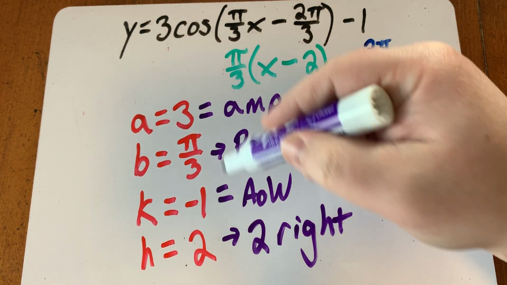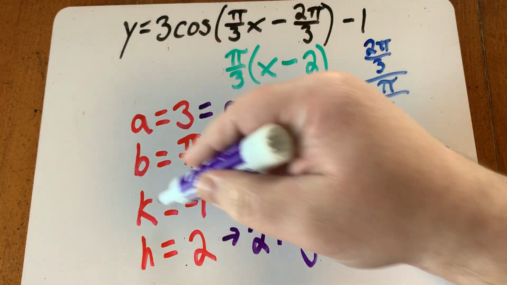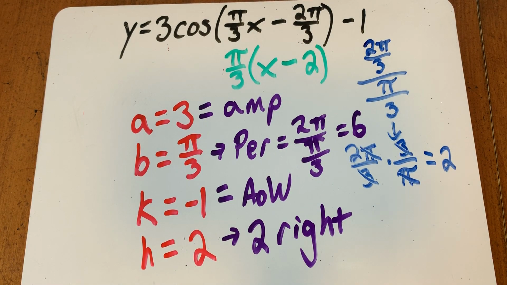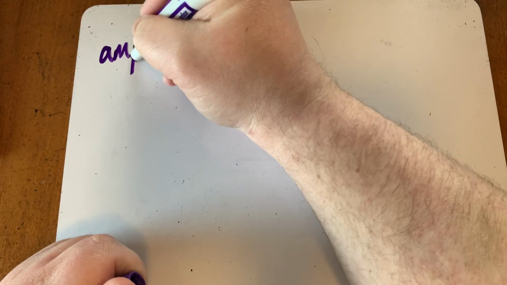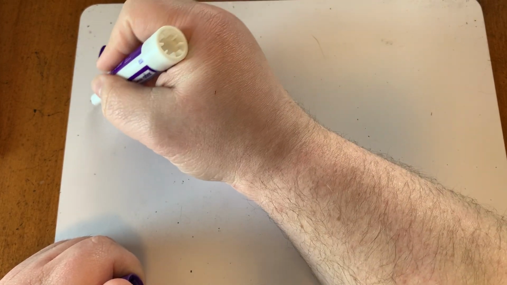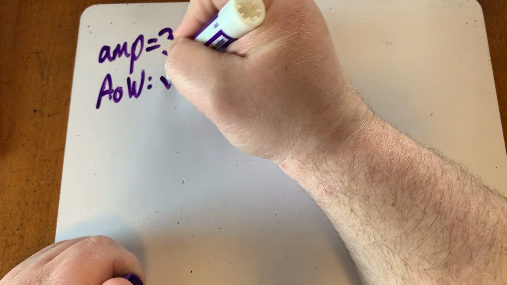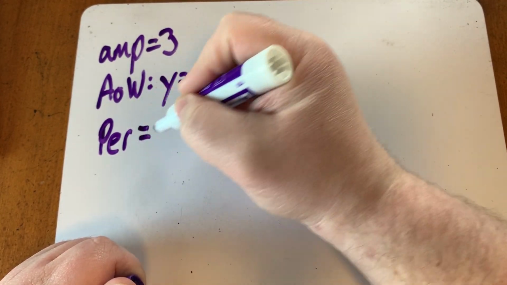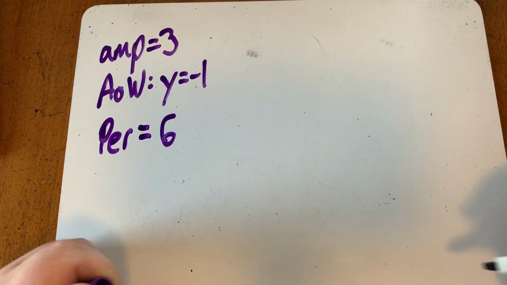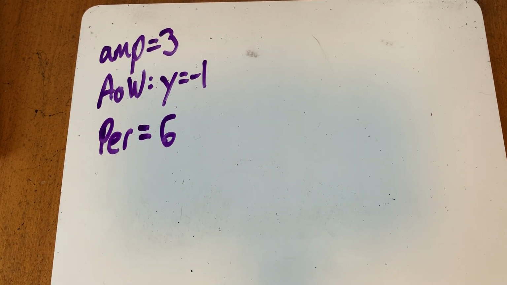So I'm going to ignore the phase shift and just work with these. Right now, I'm going to write down the three that we want to start with. The amplitude is 3. The axis of the wave is y equals -1. And the period is 6, because it was 2 pi over 3, which simplified to 6.